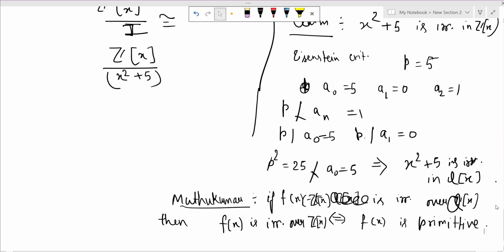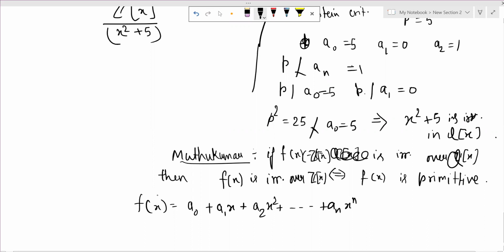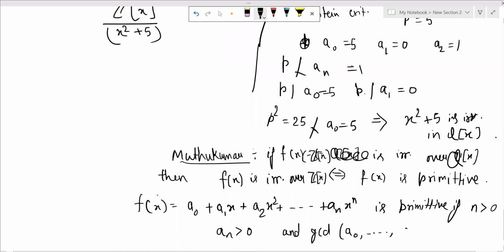Okay, so do you know the definition of primitive? Primitive: n greater than 0 and a_n greater than 0, and the greatest common divisor of all the coefficients must be 1. Yeah, correct. So if f(x) is your polynomial, a0 plus a1x plus a2x squared and so on up to a_n x to the power n, then it is primitive if n greater than 0, a_n greater than 0, and GCD of a0 through a_n should be 1.